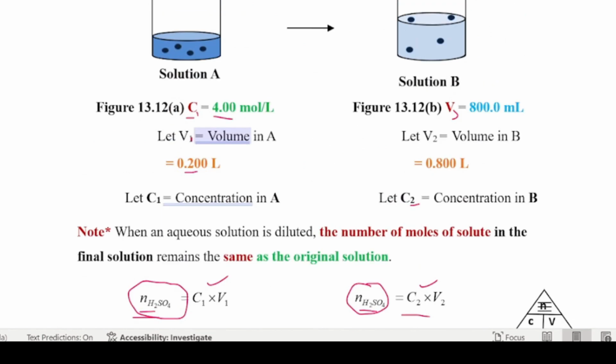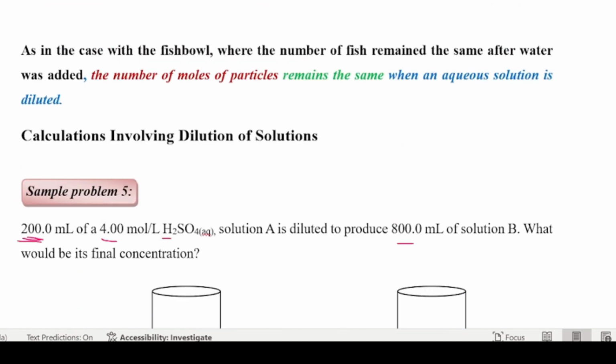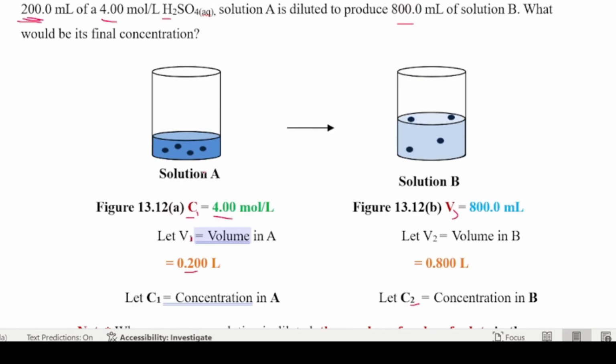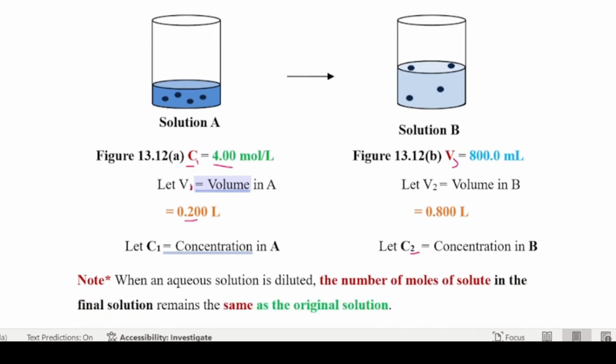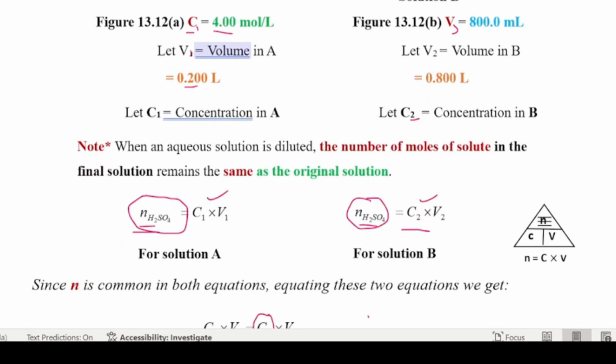Quickly, with the diluted solution, the number of moles do not change. The only things that change are the concentrations and volume here. C1 V1 must be equal to C2 V2, and therefore, knowing 3 of these quantities, you can find the 4th one.